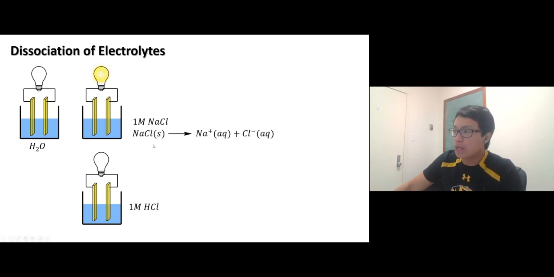So for example, sodium chloride solid, in water, we have sodium ion and chloride ion. We've done this together before. Same thing with hydrochloric acid. Put into water, you get a proton and a chloride ion.